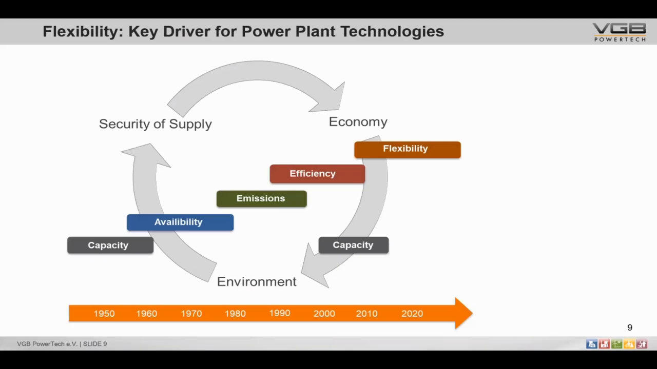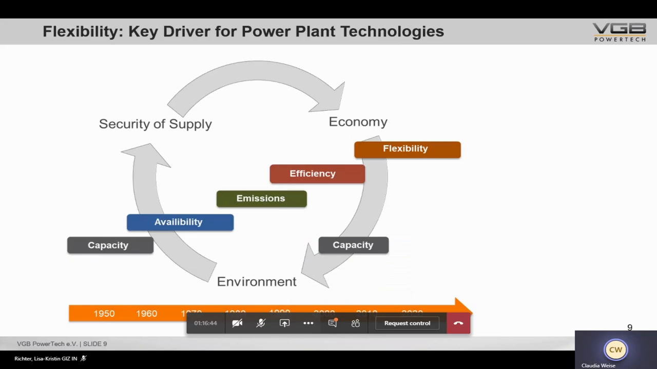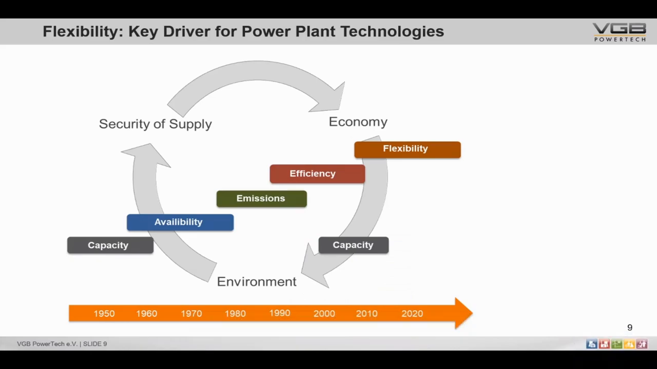And let's reflect on the different drivers for power plant technology. I have put here a time scale to show how this has changed over the last decades. So going back to the 50s here in Europe, there was a strong requirement to establish a lot of new capacity, power plant capacity. So this was the main driver then. And then, for instance, in the 1980s, when the environmental issues became very prominent and the public awareness was raised, the emissions were the key issue by then, and for a long time after this, the efficiency was the key driver for further developments.